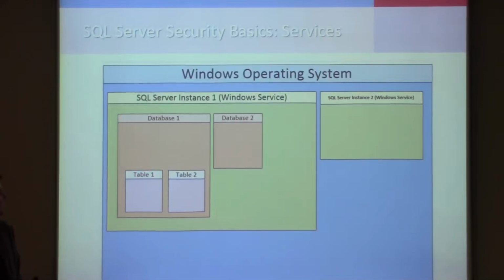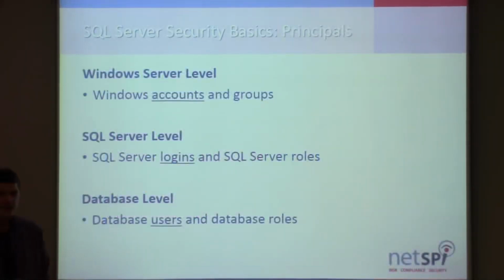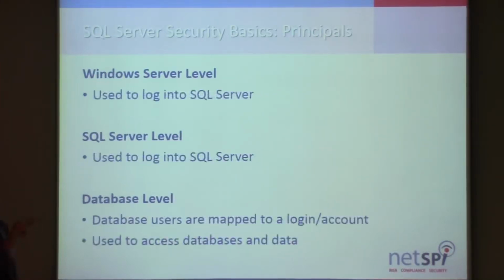Pretty straightforward. In order to access all of those objects at the different layers, there are security principals, and there are different types of accounts used to control access to different types of objects. At a very high level, we have the Windows server level, so these are Windows accounts and groups, SQL Server logins and server roles, which only exist inside SQL Server, and then the database level. Generally speaking, the Windows server level and the SQL Server logins are used to sign you into the SQL Server. After that, if you want to access data, that login actually has to be mapped to a database user that's created separately within the database level.